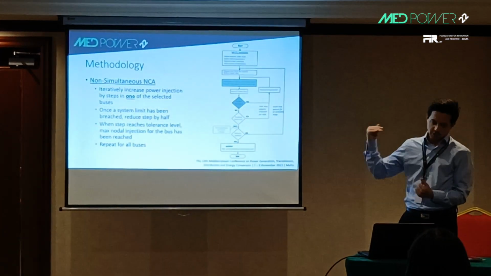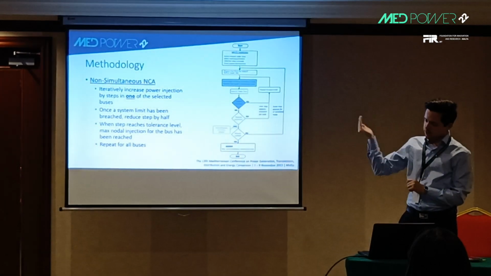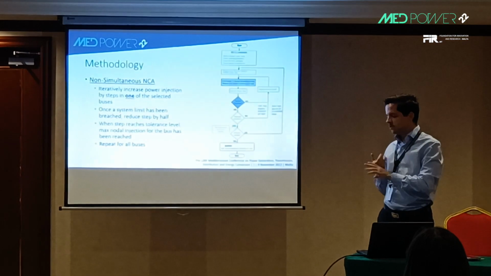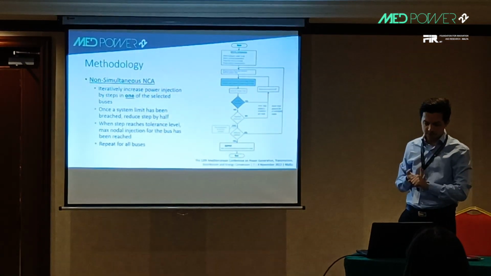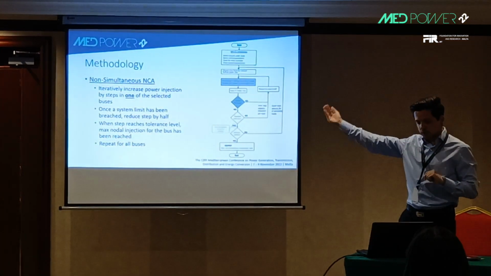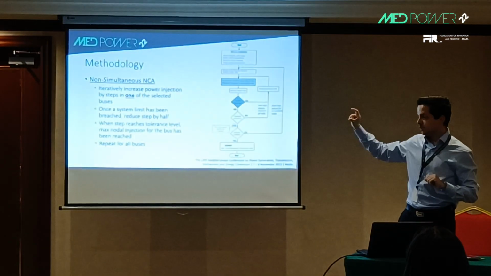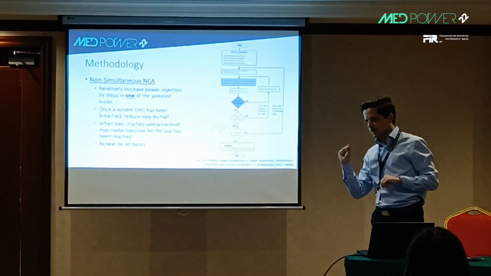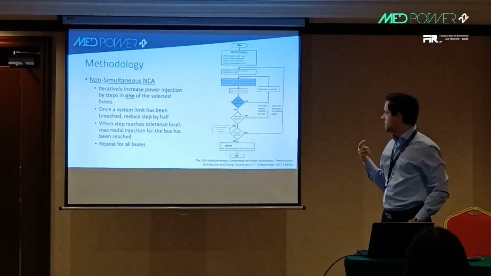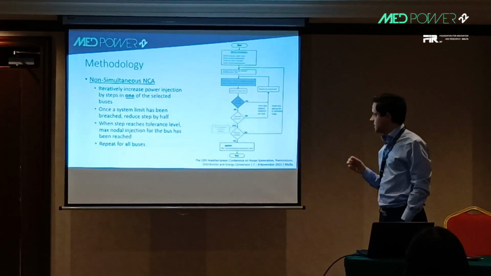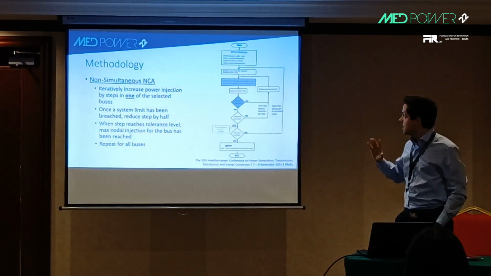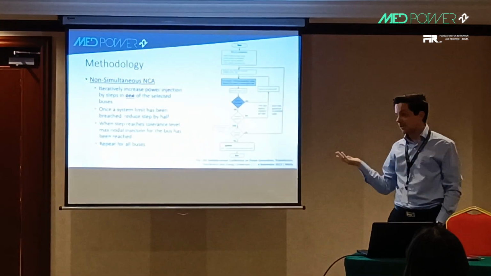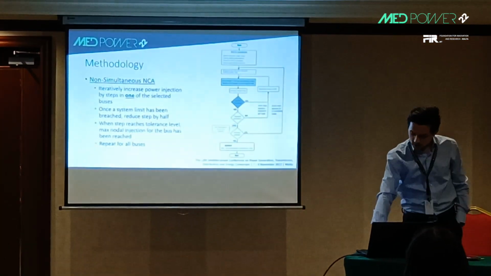We then increase this by steps until we reach a system limit, either a congestion or loading limit, or under or over voltage has been reached. Once this happens, we go back to the previous step, reduce the step increase by half, and we keep repeating the process until the step size reaches a negligible amount, at which point we define that this is the maximum power for that node. And we do this for each of the candidate buses separately, hence the name non-simultaneous.